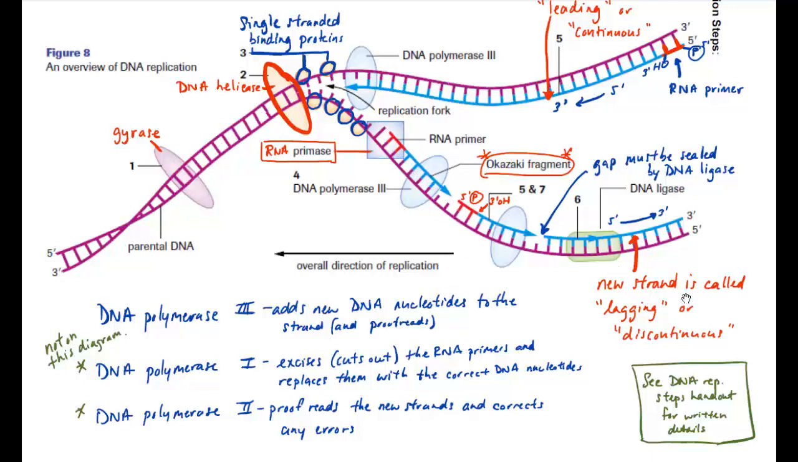That's why this is called the discontinuous strand, because it's made up of all of these little fragments called Okazaki fragments. It's one of my favorite words in all of DNA. So Okazaki fragments are going to be in these little short fragments all the way along. And it's also called the lagging strand just because it takes longer.